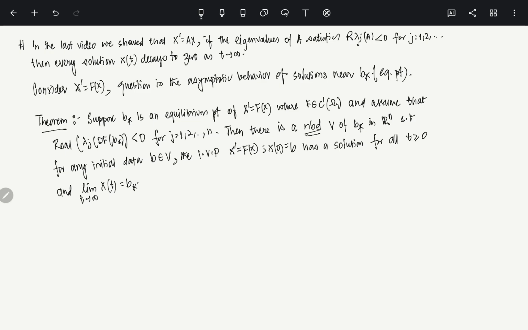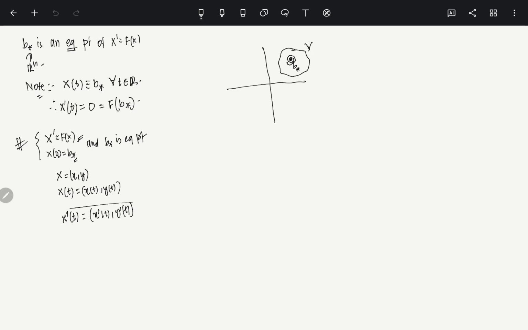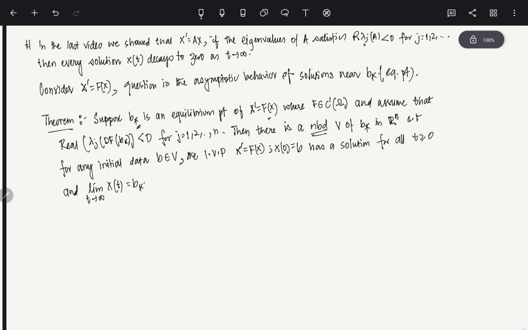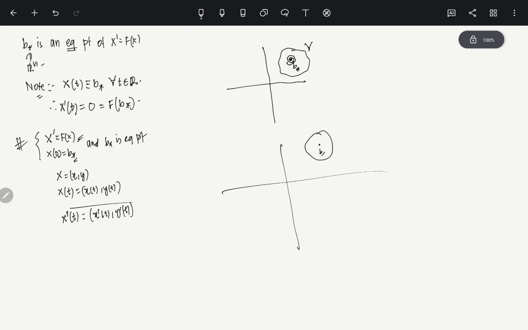So basically what it is saying is this. Whatever I just explained, let me explain it again. Let's say that I know that b star is the equilibrium point of this system, x prime equals f of x. This is what I am assuming. Now let's say V is a neighborhood, and you look at df b star. That's a matrix, right? It's a linear transformation from Rn to Rn.